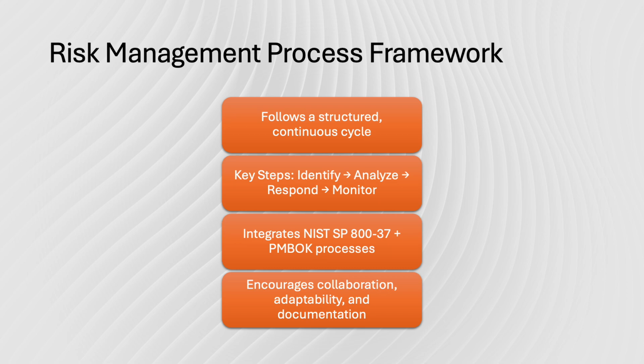Another essential element of the framework is communication and collaboration. Effective risk management requires transparency between technical and non-technical stakeholders. Regular status meetings, dashboards, and reporting tools keep leadership informed and empower the project team to act quickly when changes occur. The framework ultimately promotes adaptive governance, where lessons learned from each cycle are incorporated into future planning. This continuous improvement mindset ensures that every iteration of risk management makes the organization more resilient.